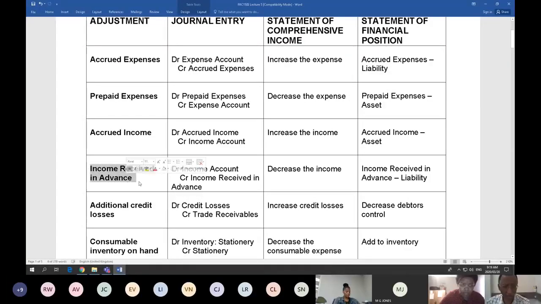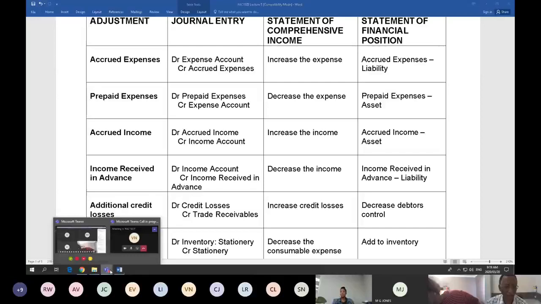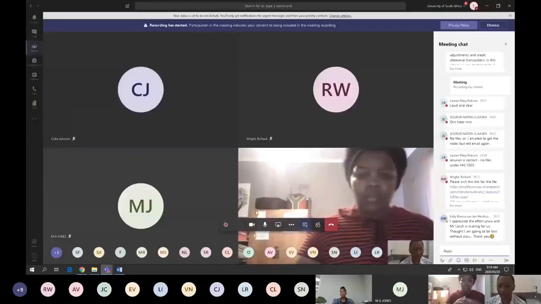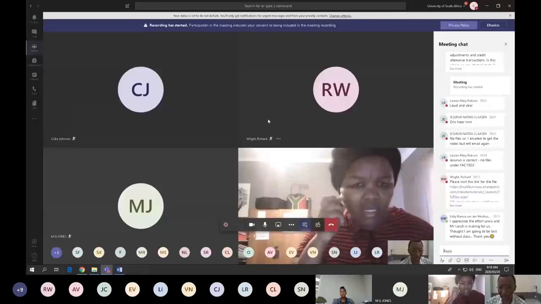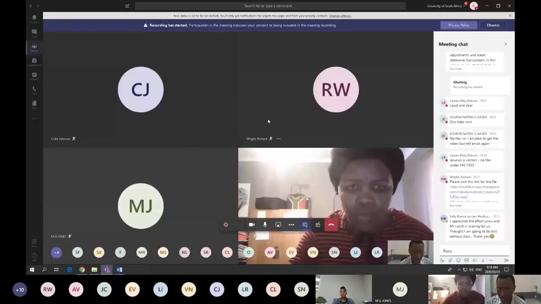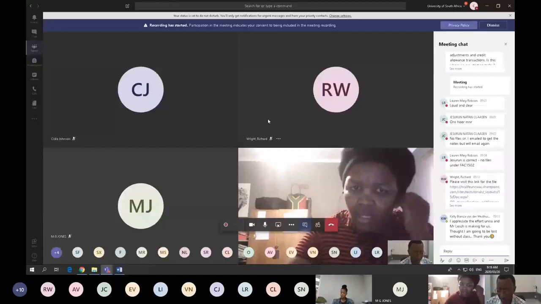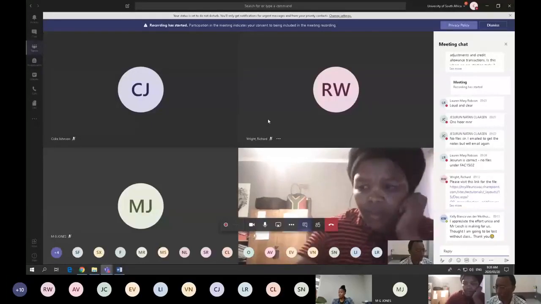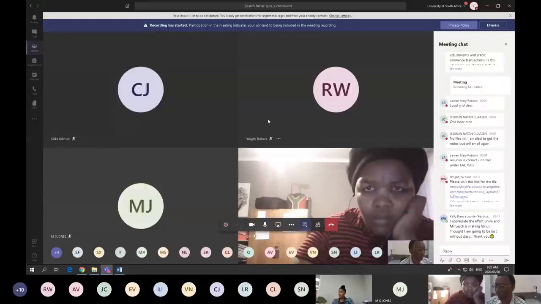Adjustment number 4 deals with income received in advance. Now, income received in advance will occur when the business has received money during the current financial year, but it is actually for the next financial year. It's the next financial year's income that you receive during the current year. An example of that will, of course, be when the tenant who is supposed to pay us rent has paid the January rent to us during the month of December.